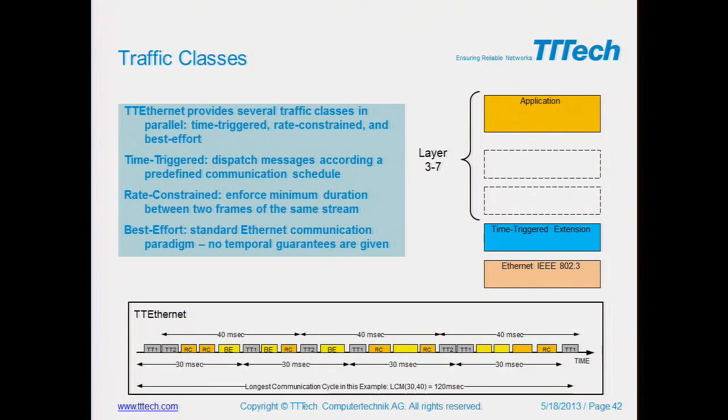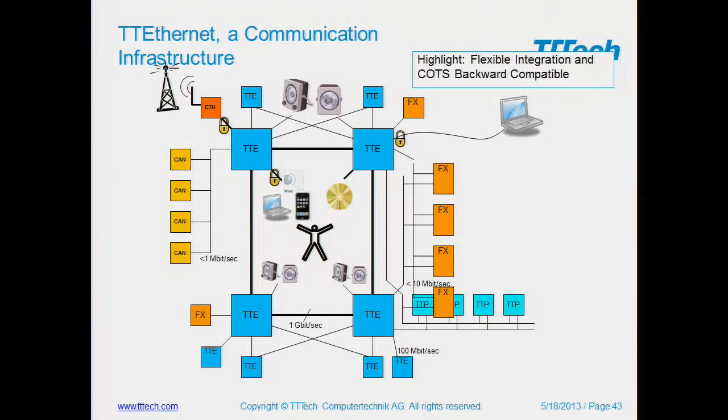So the application layer looks at TT Ethernet as a set of services: time-triggered communication, rate-constrained communication, and fully asynchronous, or best-effort, communication. So it's a communication infrastructure where you have the various time-triggered Ethernet switches, and you have the various attachments, if you like, that can be anything at all.